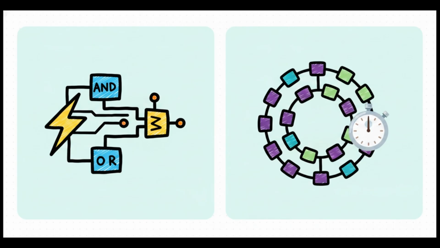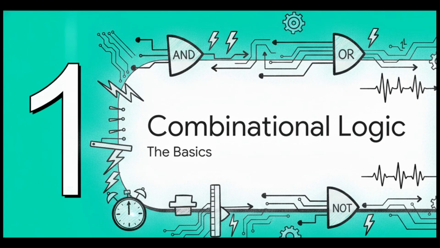On the other side, we have sequential logic. This is clock-driven, and most importantly, it has memory. It relies not just on what's happening right now, but also on what happened a microsecond ago. This duality is really the secret sauce to all of computing. All right, part one, the basics of combinational logic.